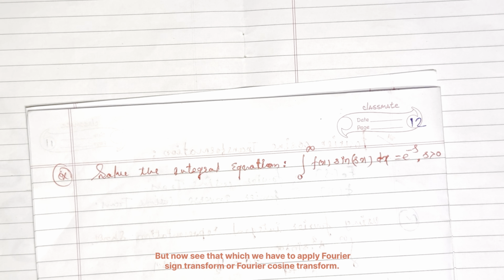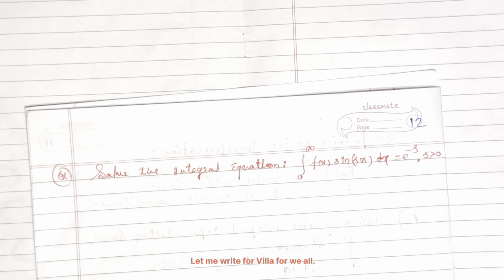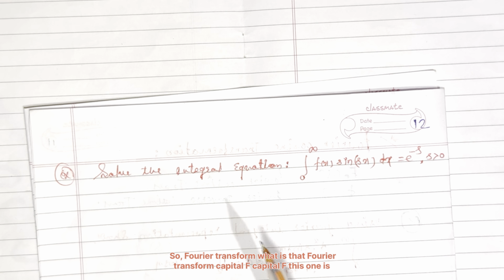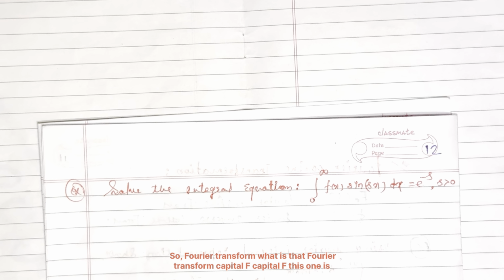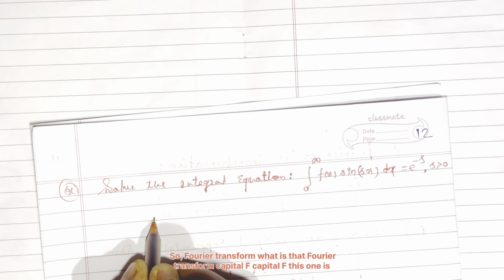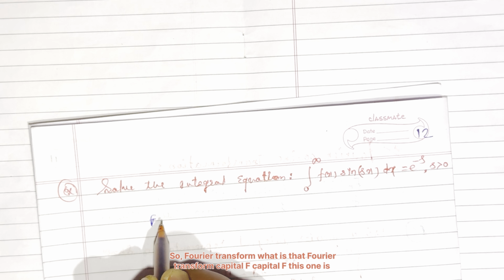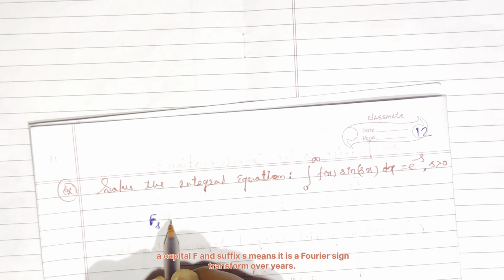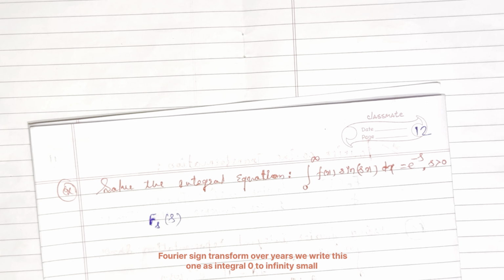Now which do we have to apply: the Fourier sine transform or the inverse Fourier sine transform? Let me write the formula for you all. Once we understand the formula, it is easier to solve this one. The Fourier sine transform, capital F with suffix s, means the Fourier sine transform over s.